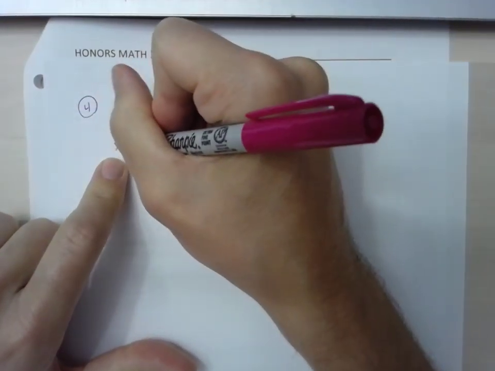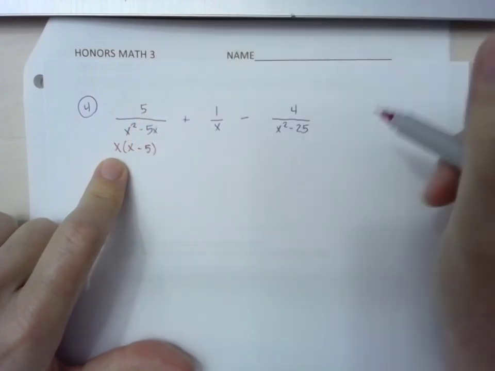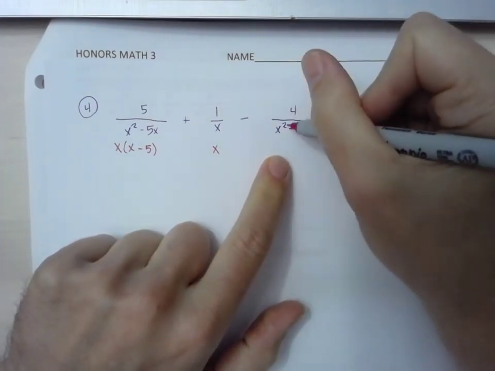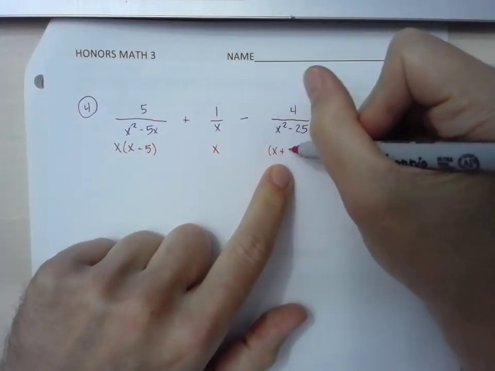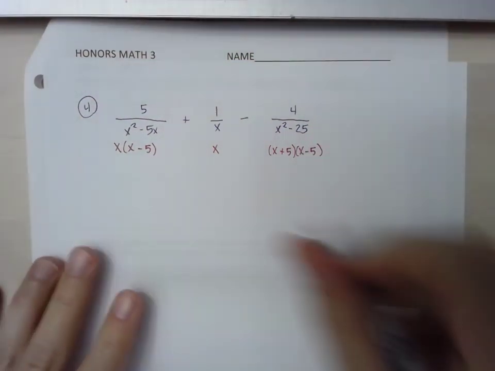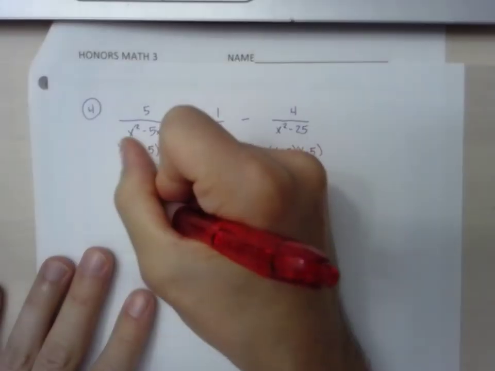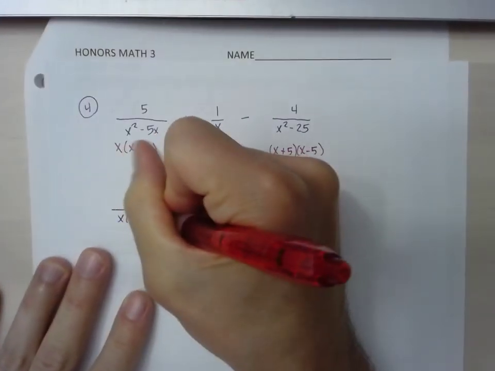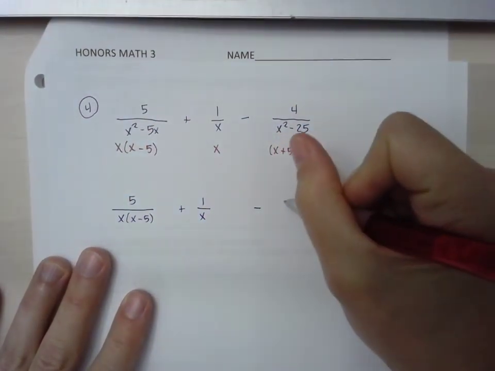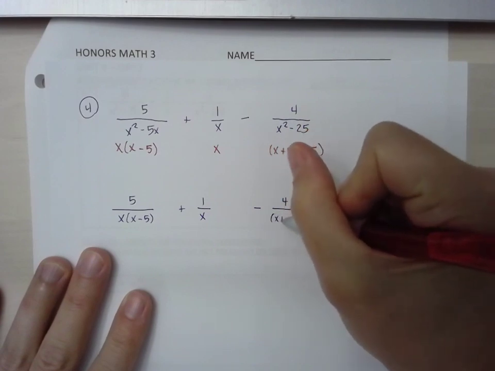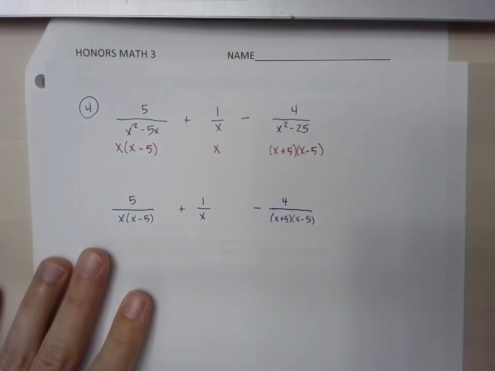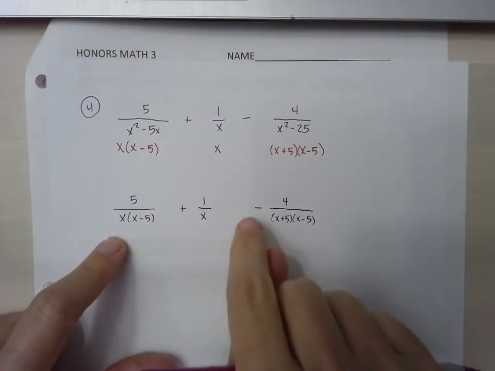That's a GCF. X doesn't factor. That's just x. And then x squared minus 25 is a difference of 2 squares. So let me write this out with my factored form. And let's replace our denominators and match them up.